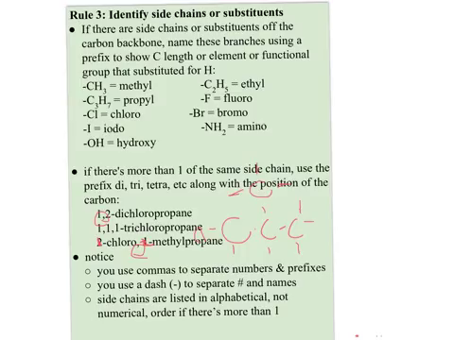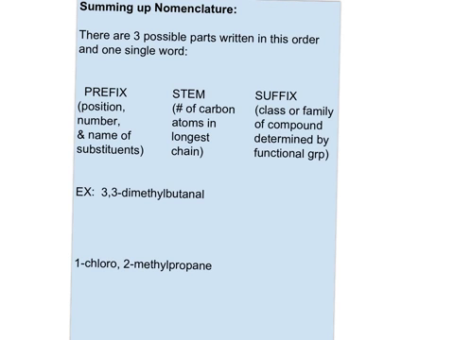And then side chains are listed in alphabetical order, so the chloro comes before the methyl, not numerical, although in that case it's both alphabetical and numerical. So to sum up, there's 3 possible parts written in this order and 1 single word for the name. You have the prefix, which is showing the position, number, and name of any substituents or side chains. There's the stem, which shows the number of carbon atoms in the longest chain. And then there's the suffix letting you know what family or what functional group is being used.